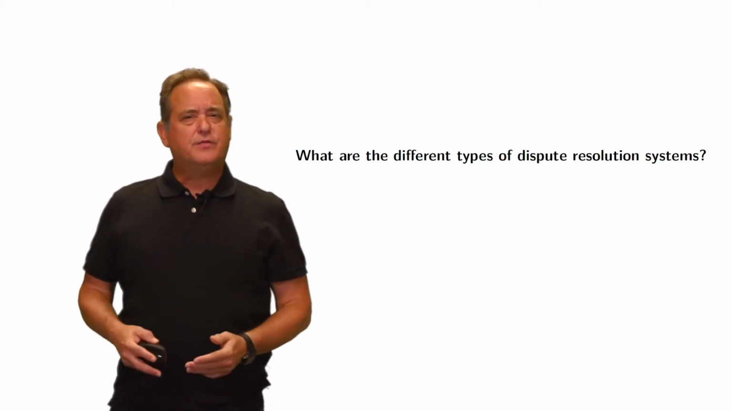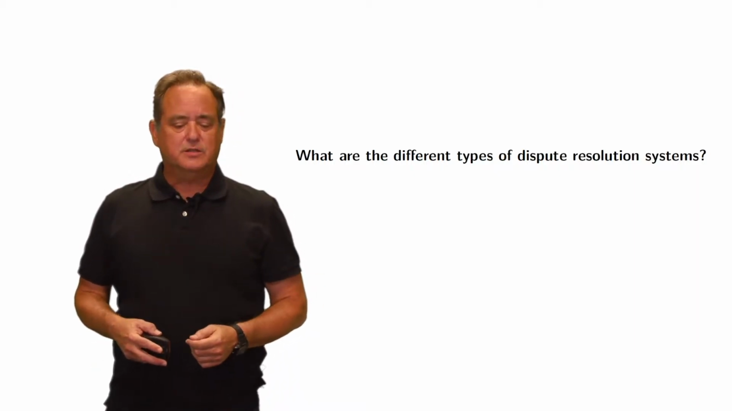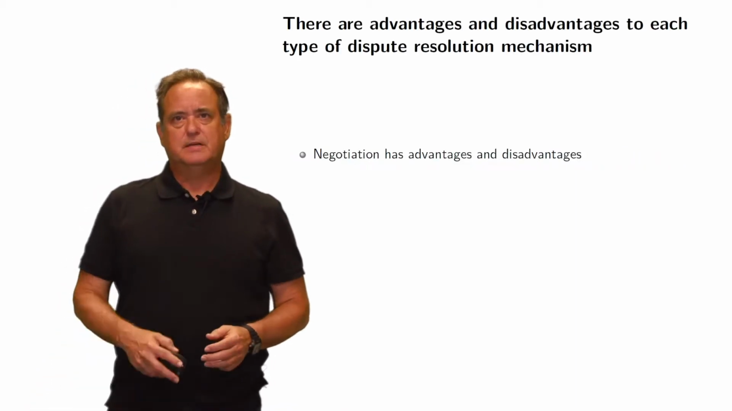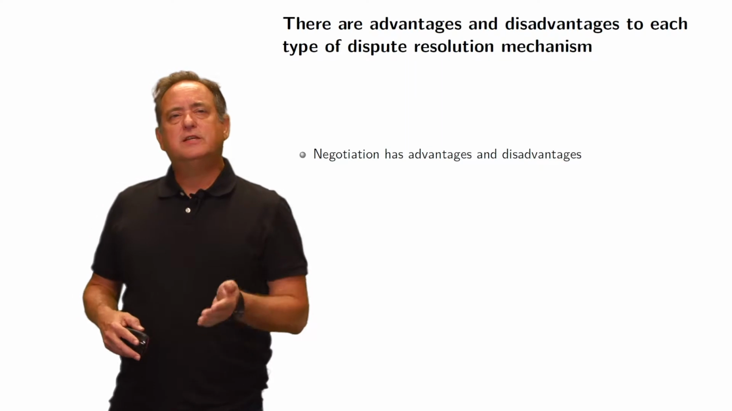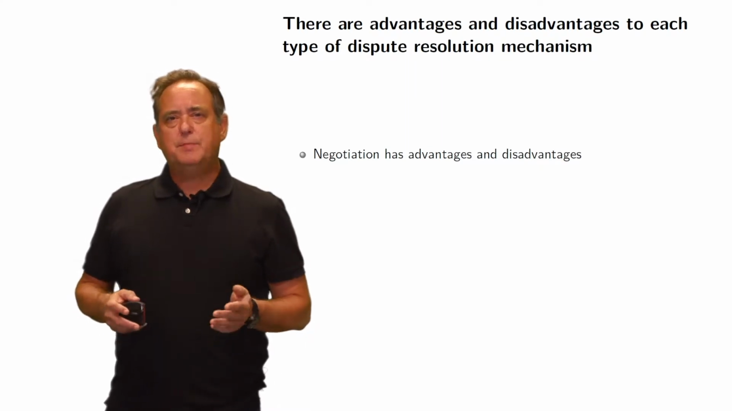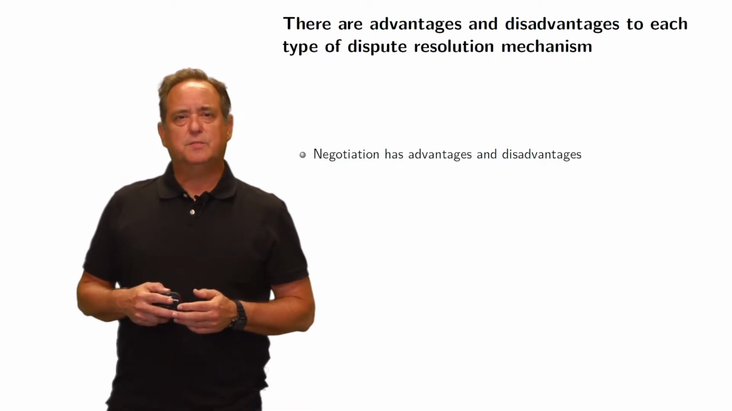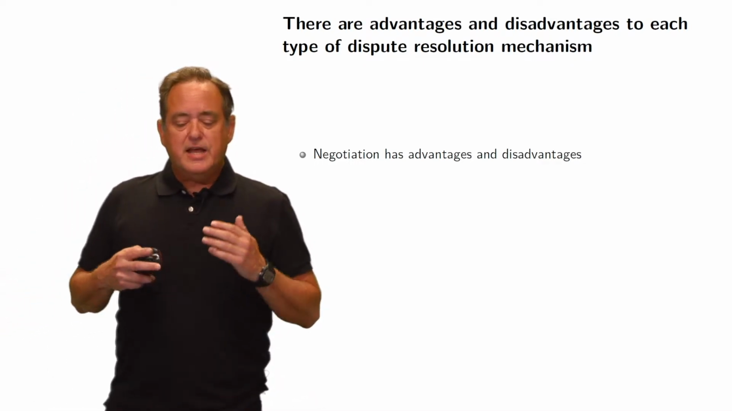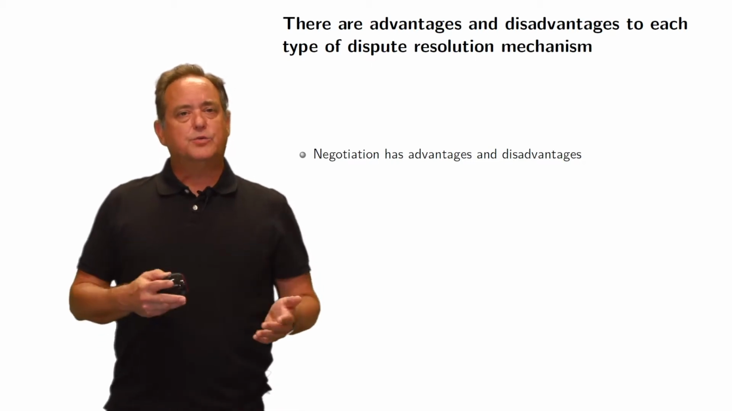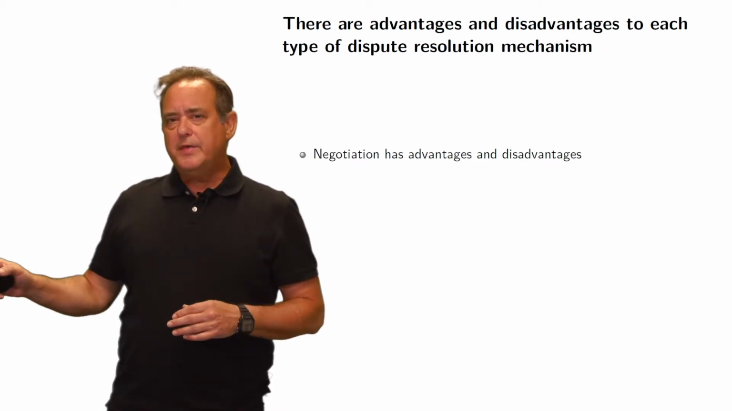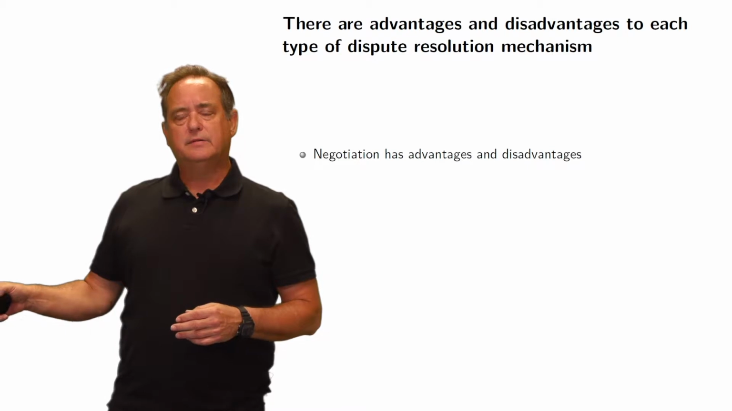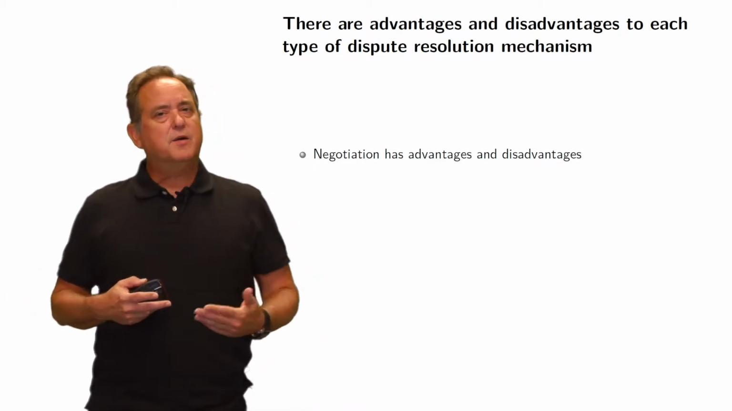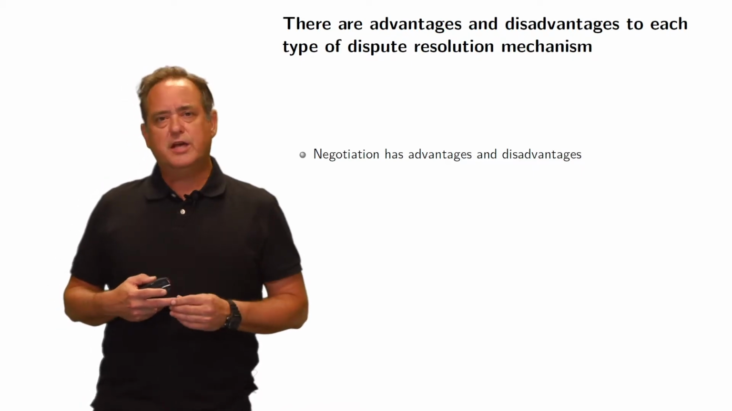Okay, let's talk about the different means of dispute resolution, the different types of dispute resolution systems. Now, there are advantages and disadvantages to each type of dispute resolution mechanism, starting with negotiation. Negotiation allows the parties to resolve a dispute without the use of any third party, meaning just the parties are involved. And there are certainly a number of advantages to negotiation.